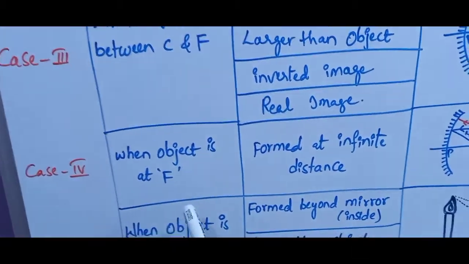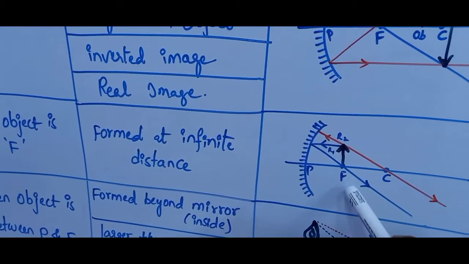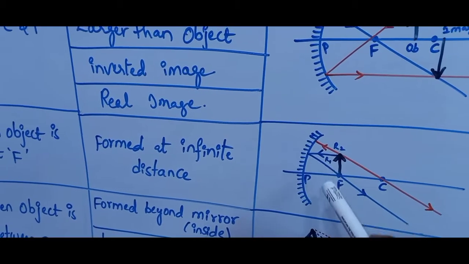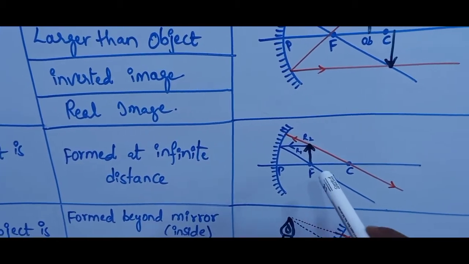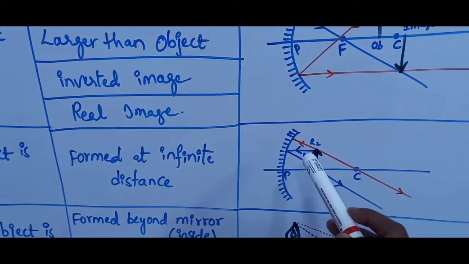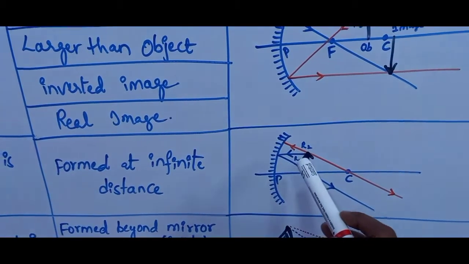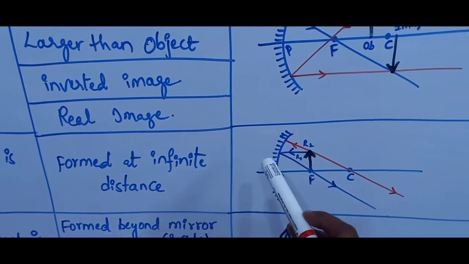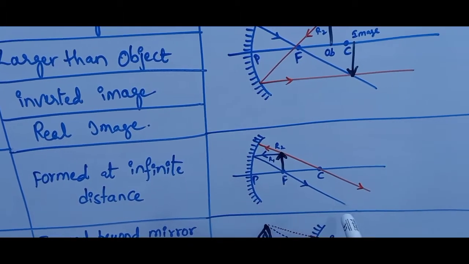When the object is placed at F, what will be the position of the image? Exactly on the focal point. To understand the position of the image, we need to draw again two incident rays. So R1 and R2 I have represented here with two different colors. R1 is the first incident ray, which is coming from the tip of the object and going parallel to the principal axis. So its reflected ray passes through the focal point of the mirror.